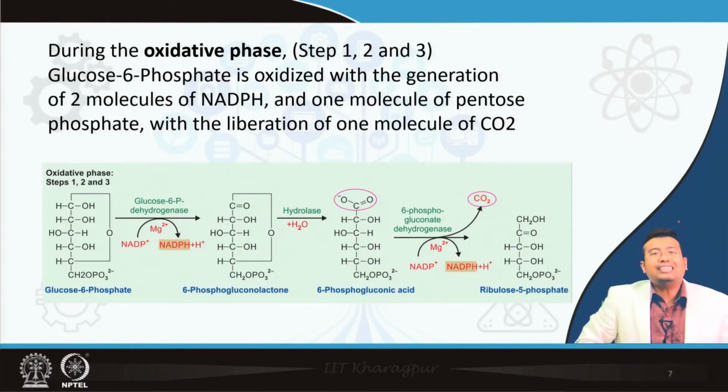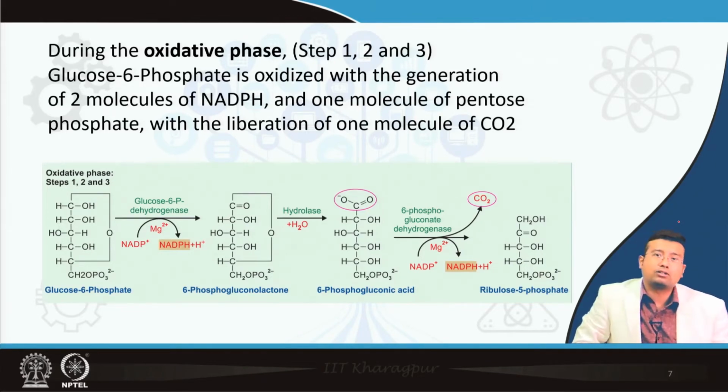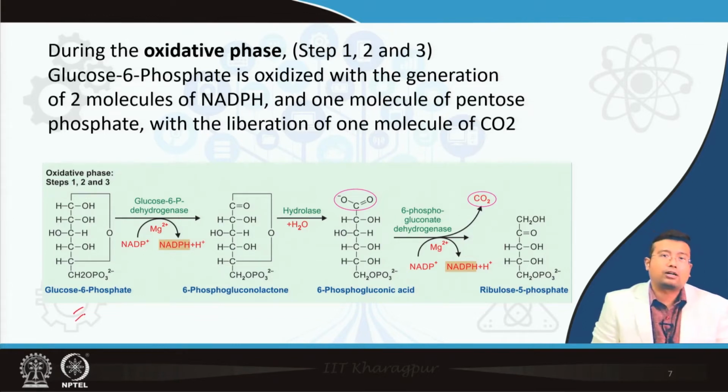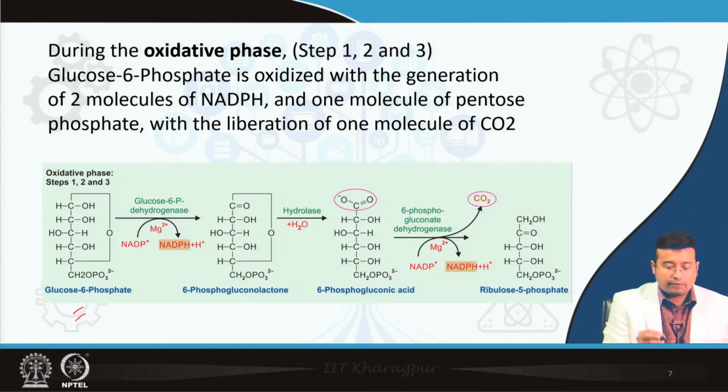Considering the first 3 steps, these are known as the oxidative phase of HMP shunt. So, step 1, step 2 and step 3. Let us see what is happening. See, this is glucose 6 phosphate, a cyclical structure of glucose, which is acted upon by the enzyme G6PD, or glucose 6 phosphate dehydrogenase. This is the short form.